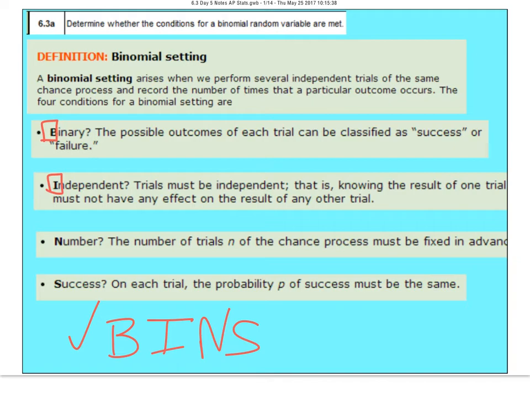We're fine. The N is the number. The number n of trials of the chance process must be fixed. Ours was fixed at a class of 21 students, so we had 21 defined. And the S is success. On each trial, the probability of success must be the same. Well, when student 1 drank the water and student 2 drank the water, each student had a 1/3 chance of picking the bottled water. So it met the BINS conditions, which means we can do a binomial probability on it.